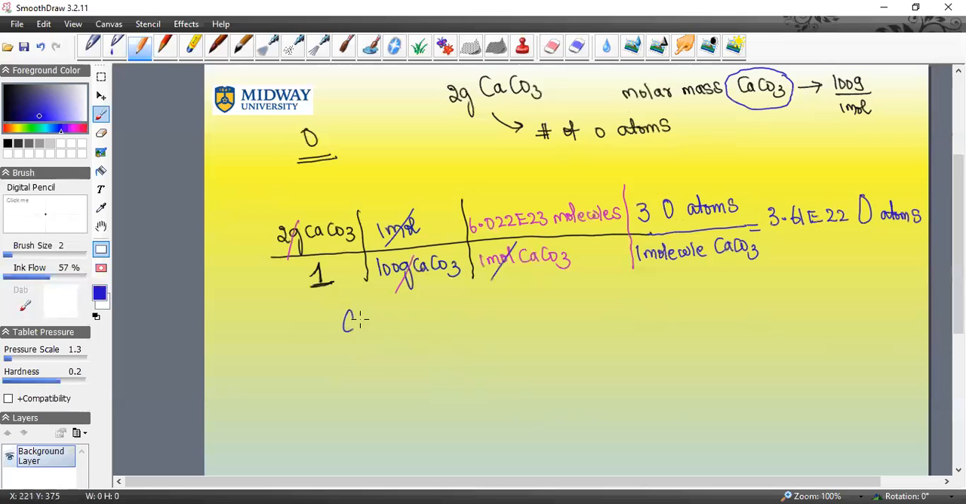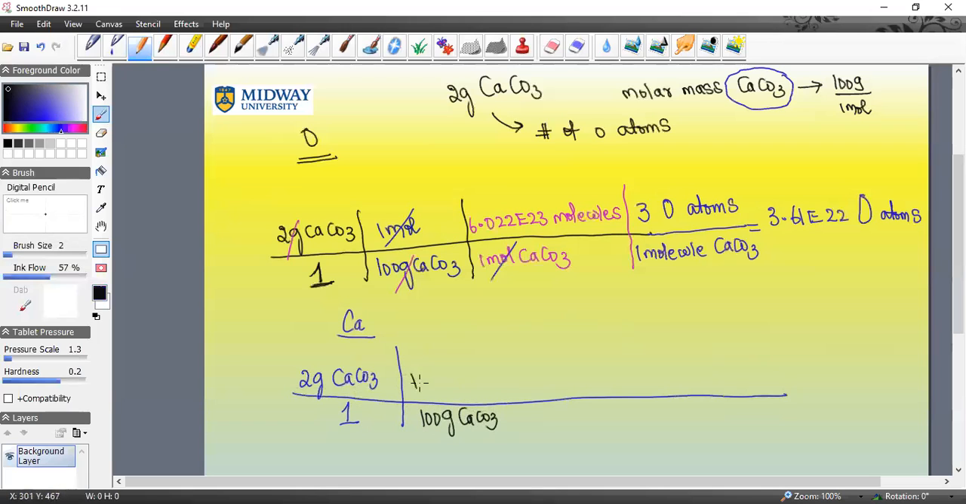Now last one, calcium. And 2 grams of calcium carbonate, right? That's what we're starting with. And we're going to just put a 1 because there's nothing else to fill there. And then we've got to get rid of the grams, so we go to the molar mass. So 100 grams of calcium carbonate is 1 mole. And then we canceled out the grams now.